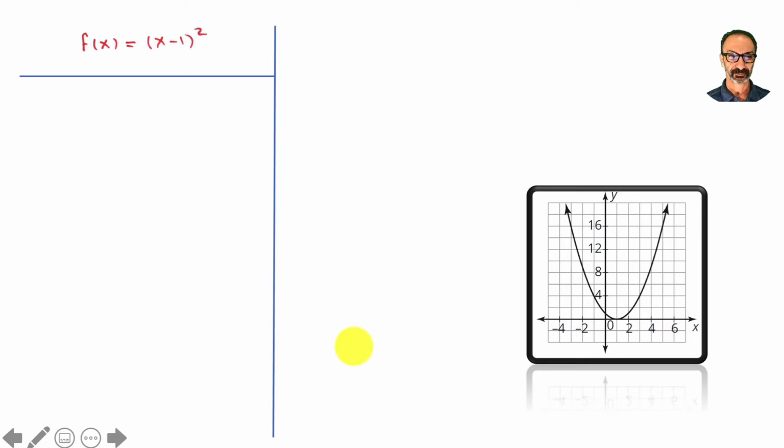Here's another one. This one is a little bit different because it only touches the x-axis. Alright, that's like the parent function shifted to the right 1 unit, pretty much, as you could see. Okay, let's see what we could do for this problem. I'm going to use the vertex form.